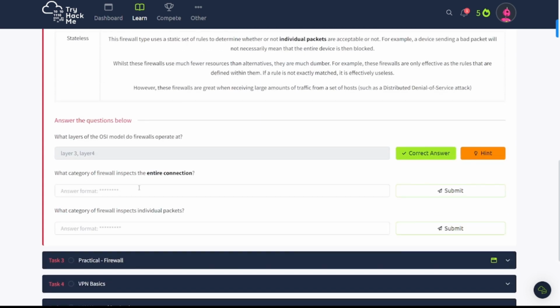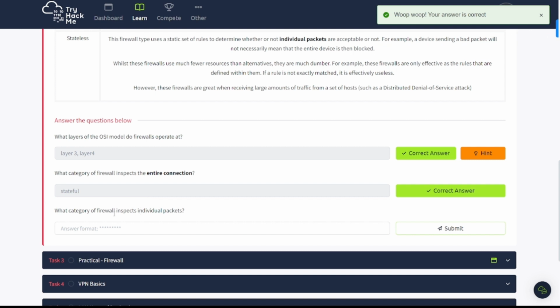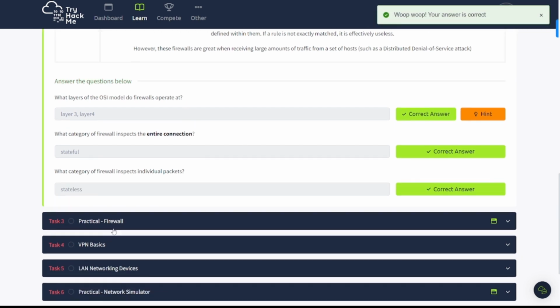And let's look at this next one here. It's talking about which one inspects the entire connection. Remember, that's going to be the stateful, right? And then individual packets going to be stateless, as discussed above. There we go.